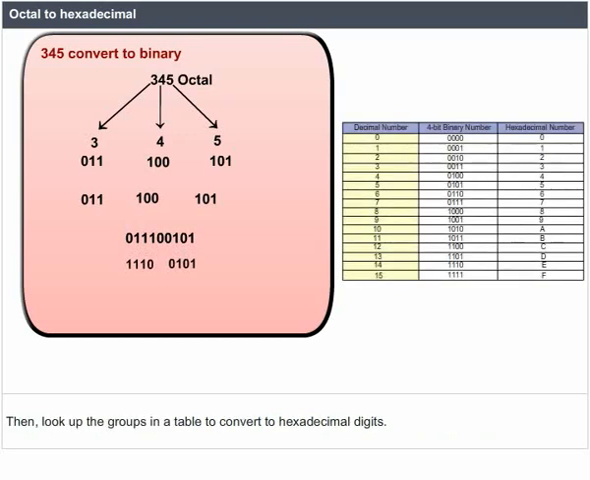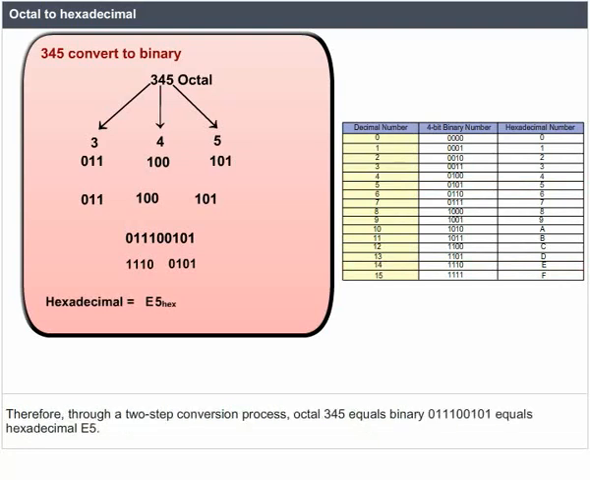Then look up the groups in a table to convert to hexadecimal digits. Binary 1110 0101 gives hexadecimal E5. Therefore, through a 2-step conversion process, octal 345 equals binary 011100101, which equals hexadecimal E5.